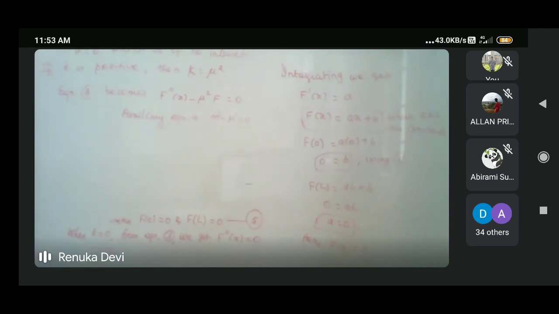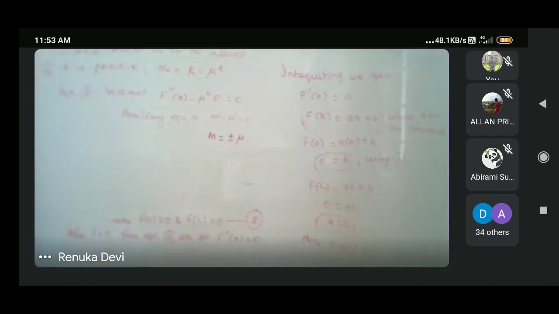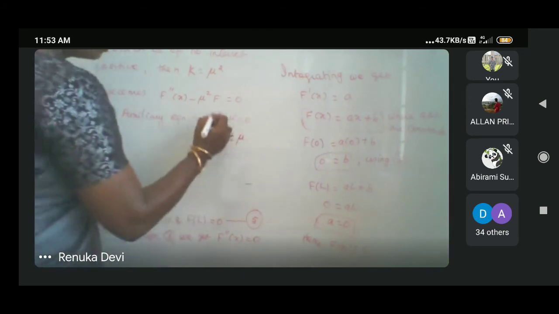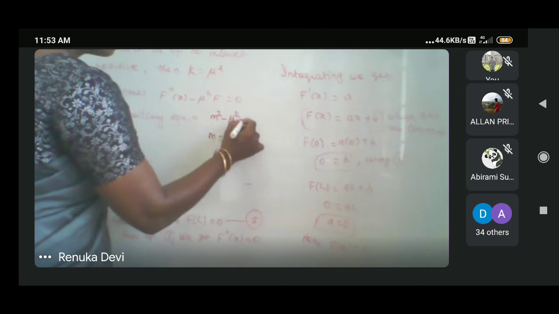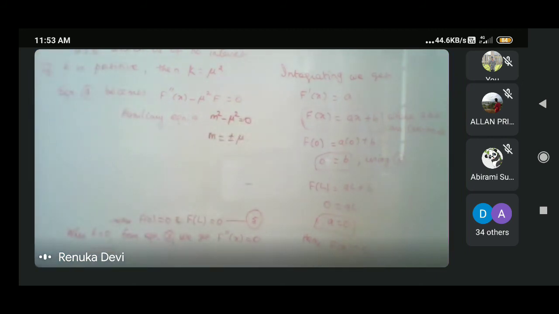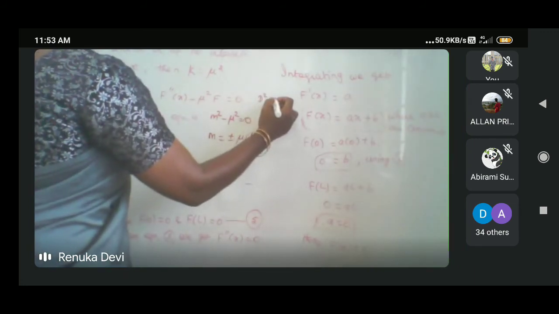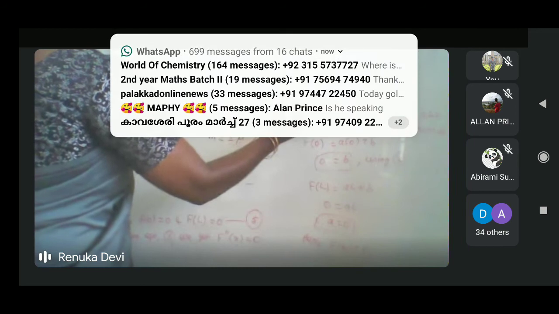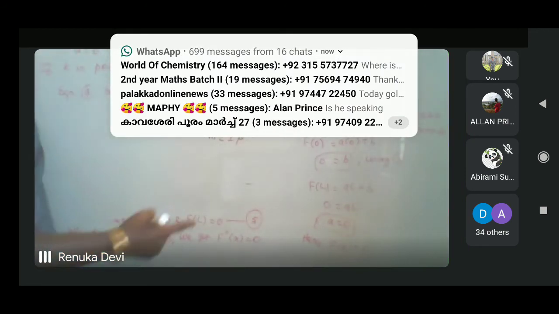What is our m? m equals plus or minus mu. This is m square minus mu square equal to 0, the auxiliary equation. Instead of y, we are having f, in the differential equation. This can be written as (D square minus mu square) f equal to 0. So we are solving this equation. What is the solution for this?